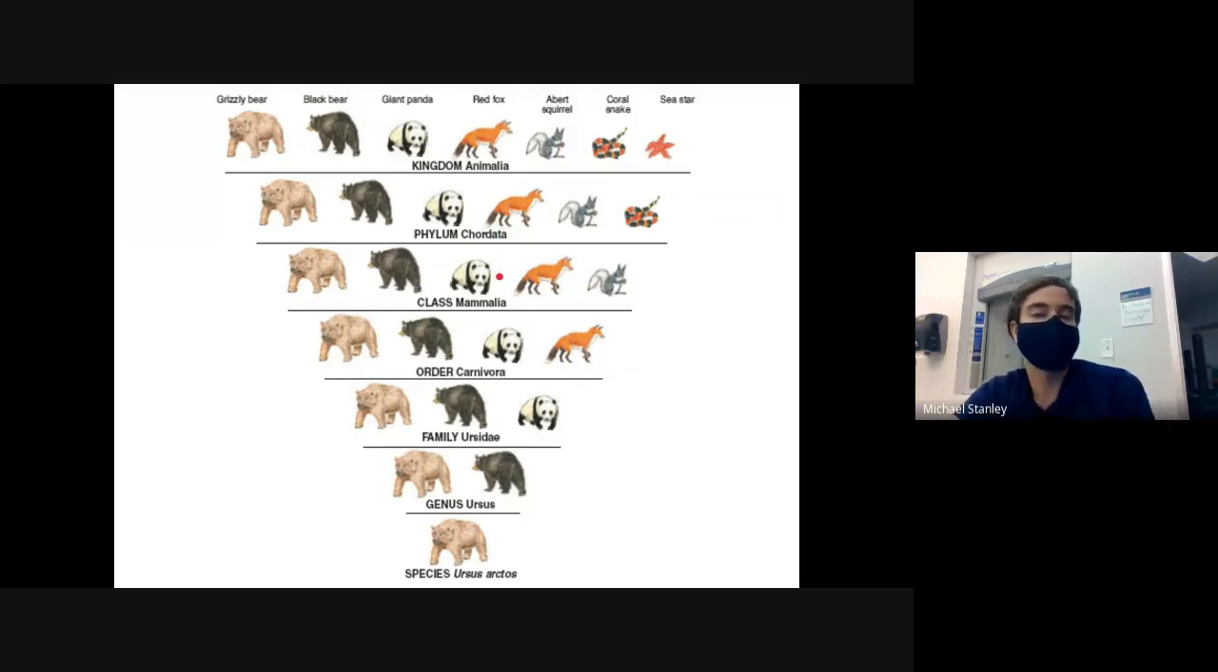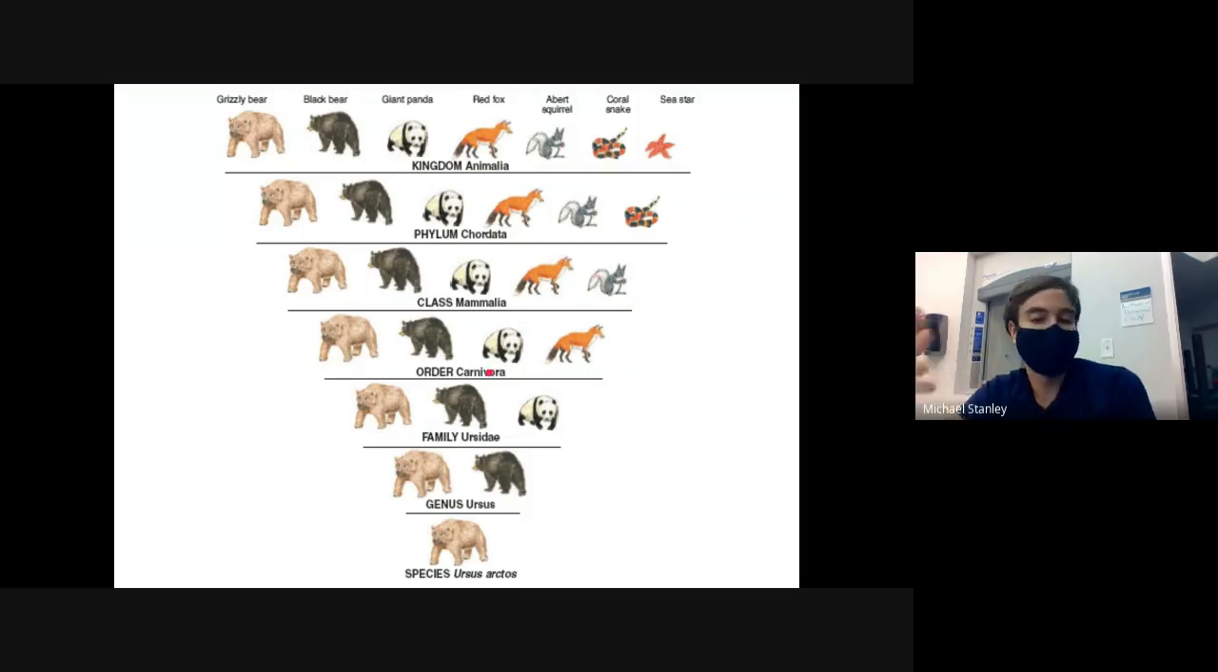So these are mammals, things that are warm-blooded, have hair, produce live babies, feed them with milk. Those are mammals. So coral snakes are not mammals, they are reptiles, which is a different class. So Reptilia is the class of reptiles. But mammals still includes things like grizzly and black bears, pandas, foxes and squirrels.